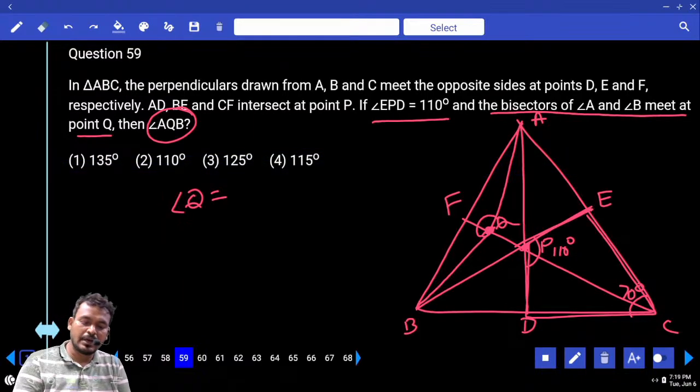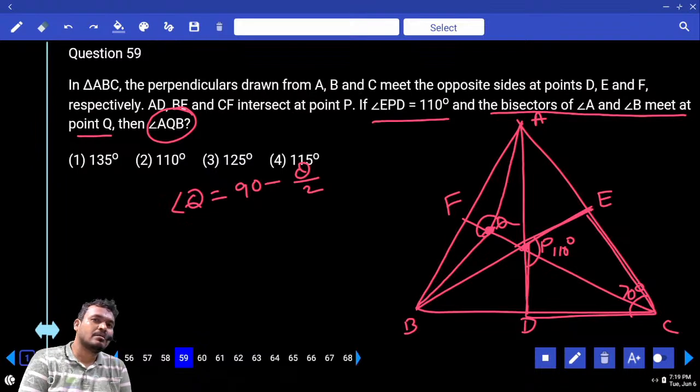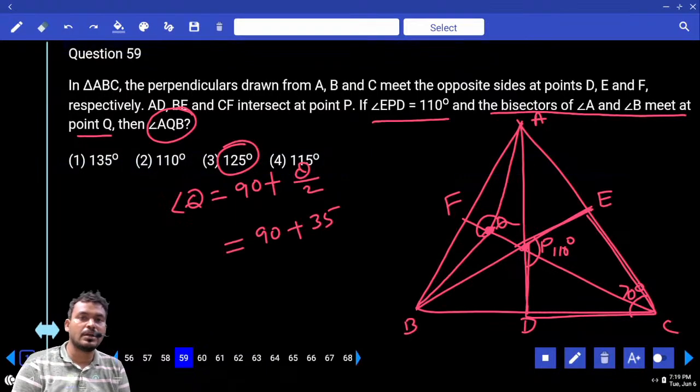That angle Q we wrote as 90 minus theta by 2. What is the theta value here? 70. Sorry, it is plus: 90 plus theta by 2. What is the theta value? 70. 90 plus 70 by 2 means 35. 90 plus 35 is 125.